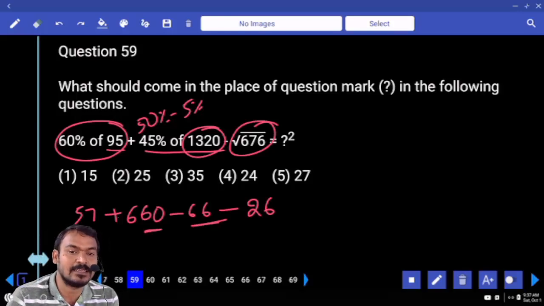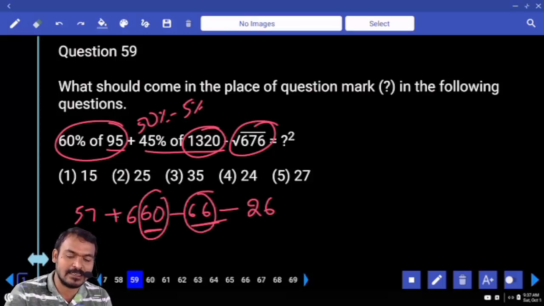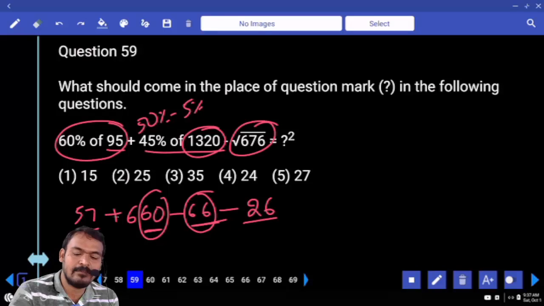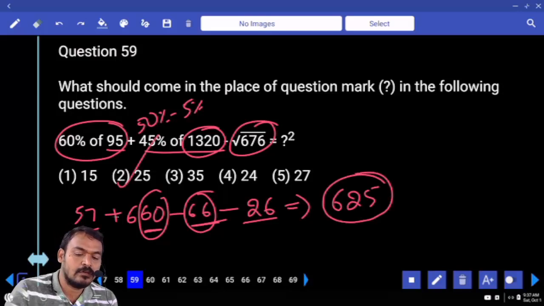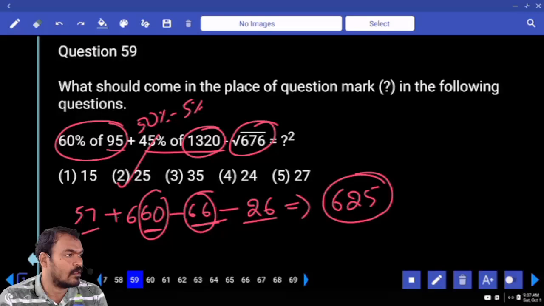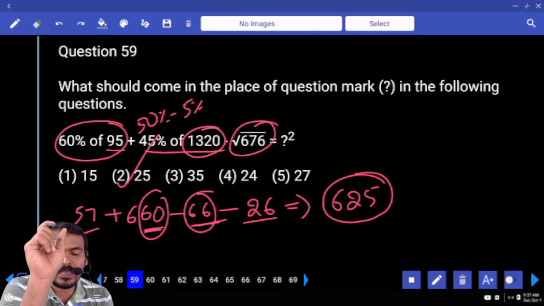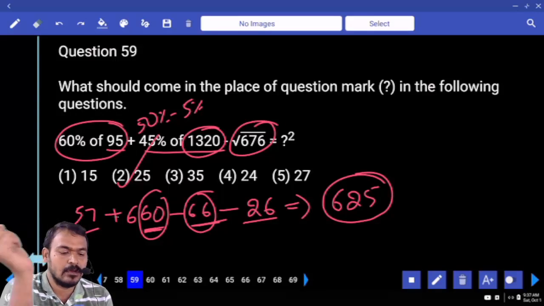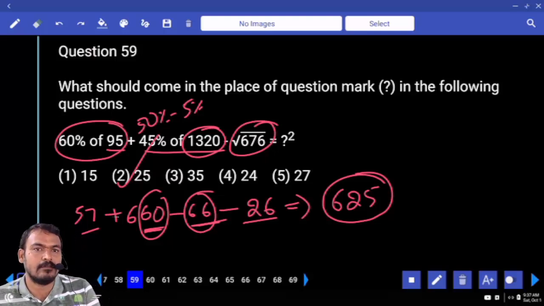60 minus 66. 60 minus 66, minus 6 or not? Minus 6 minus 26, minus 32. 57 minus 32, 25 or not? Then answer 625. It is square of which one? 25 or not? Okay. 60, 66 difference, minus 6. Minus 6 minus 26, minus 32. 57 minus 32, 25. 625 means it is 25 square.